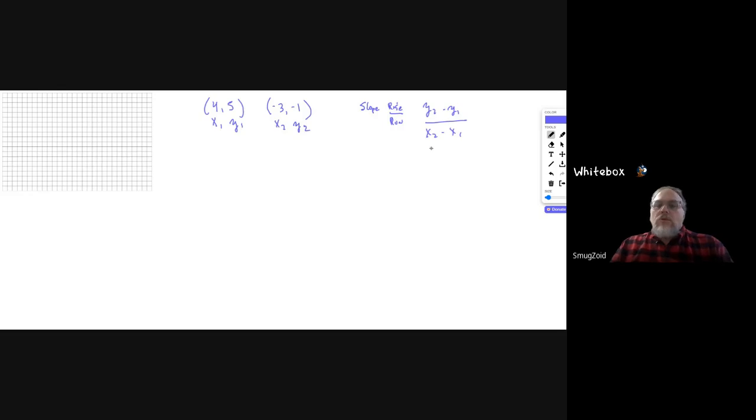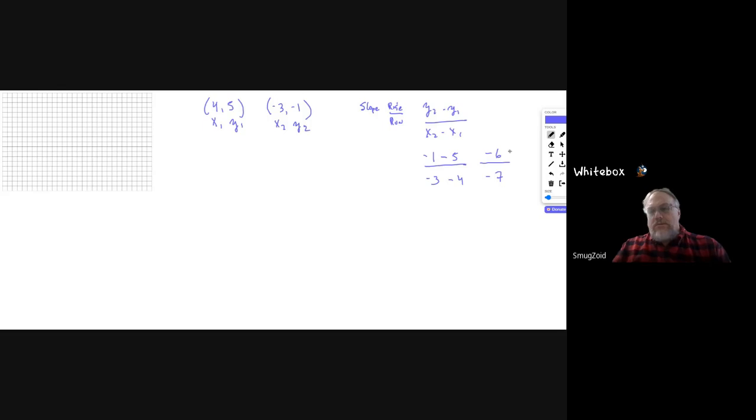So what's my y2? It is minus 1. And I'm subtracting my y1, which is 5. And my x2 is minus 3. And I'm subtracting my x1, which is minus 4. And lo and behold, it's minus 6 over minus 7.